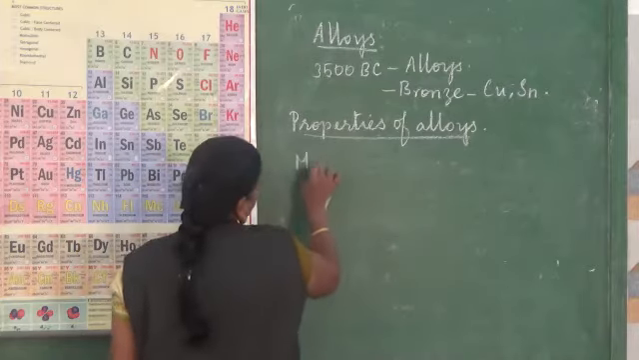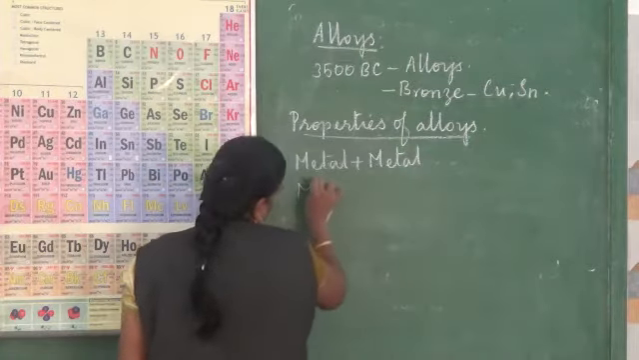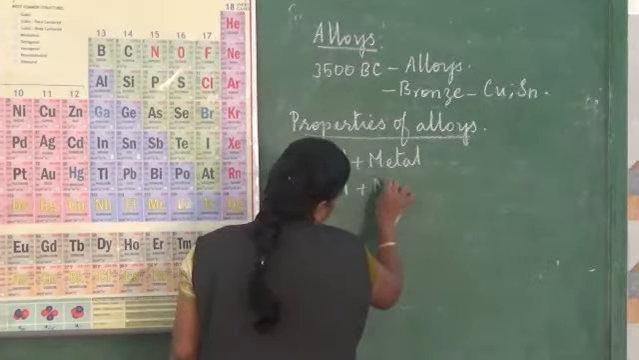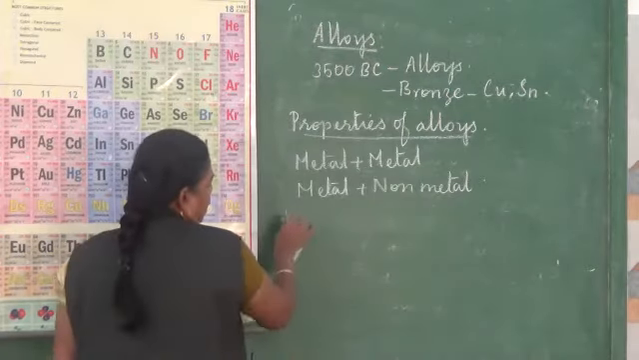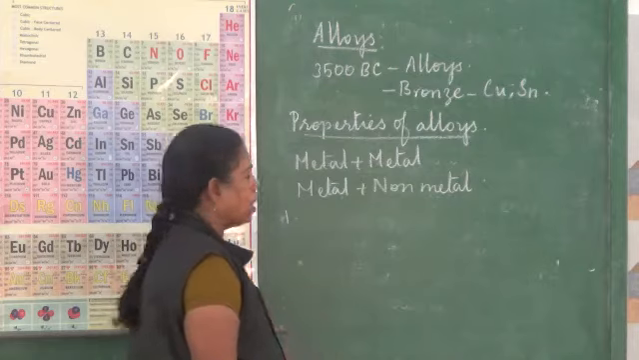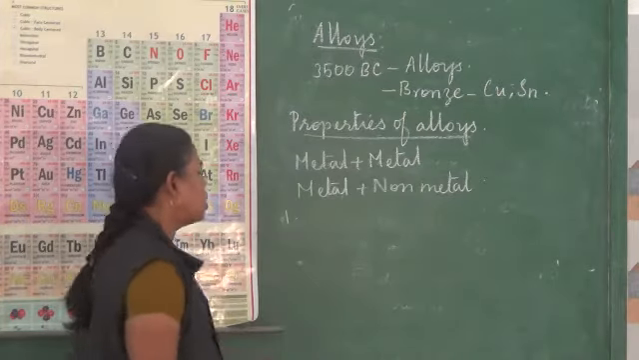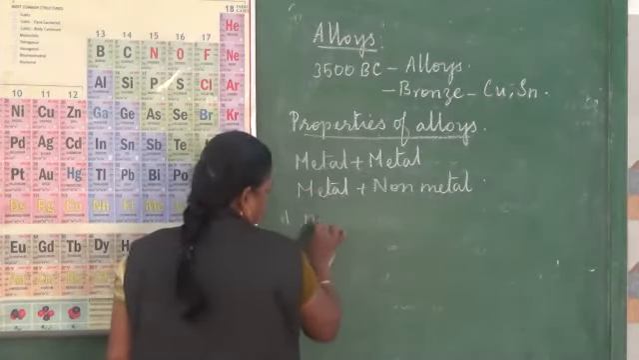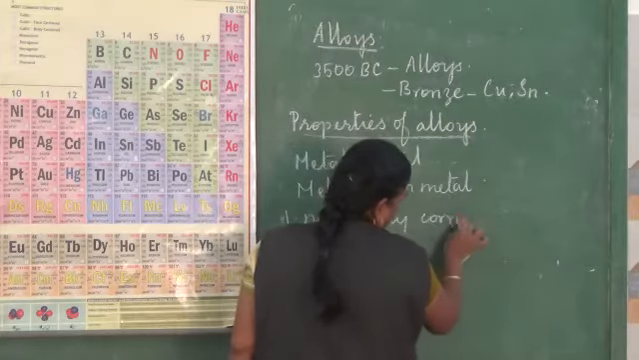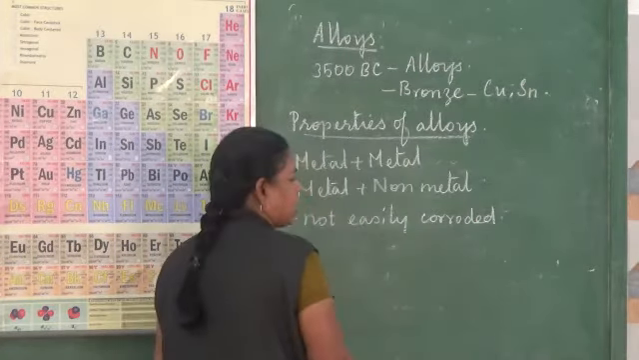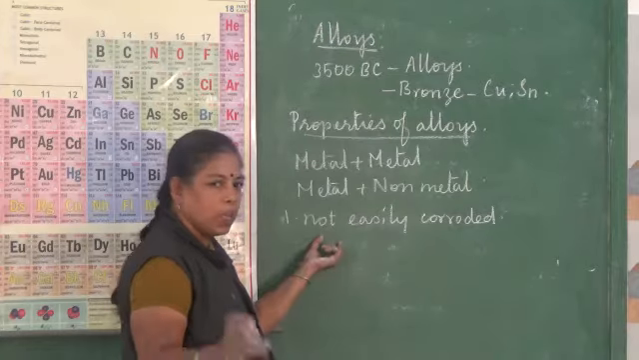Alloys are mixtures of a metal with metal or metal with non-metal. First one, it is not easily corroded. Alloys are not easily corroded. That means it is not affected by acids or any other substance. So that is called not easily corroded, or corroded to a very little extent. It is not easily corroded, but in case it is corroded, it is only to a little extent.